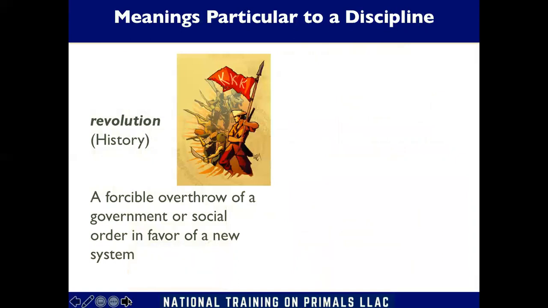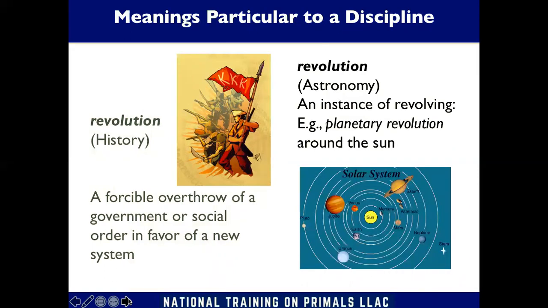Students must also be aware that a word will have a meaning in one discipline and a different meaning in another discipline. In history, the word revolution will be likely defined as the first forcible overthrow of a government or social order in favor of a new system. In science, a revolution is something else. For instance, in astronomy, it means the revolution of planets around the sun.